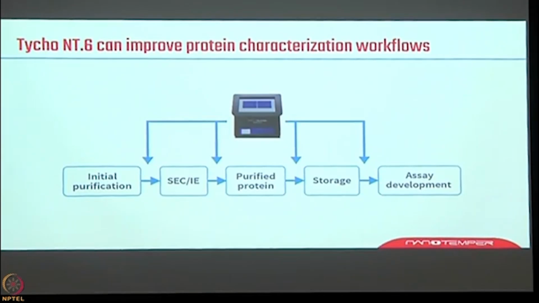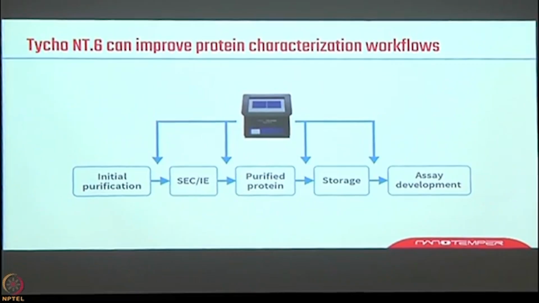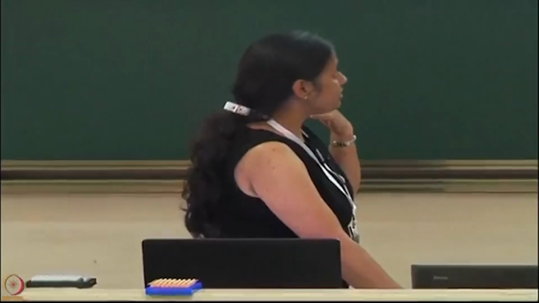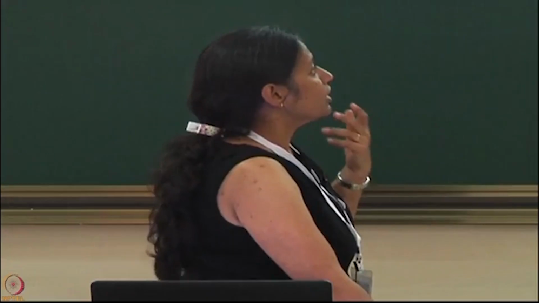When you look at the characterization workflow, this is where Tycho can be used. After the initial purification, when you get the protein, you can check the purity at this level. After chromatography, ion exchange chromatography or column purification, you can again check the purity of your protein. Once the protein is purified, you have to store it at different conditions. You can check at which buffer and which pH you want to store it, and then store it in those conditions. Once you have stored the proteins for 10 or 20 days, you want to check the purity again, because for an assay you need a pure protein.